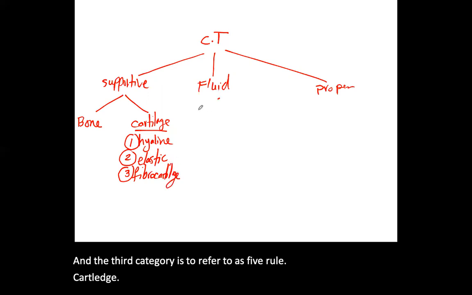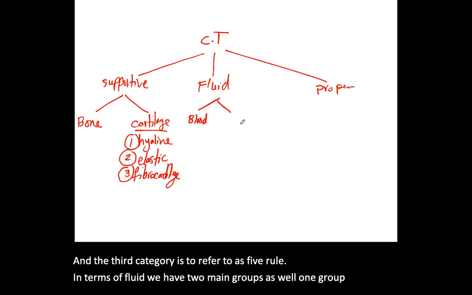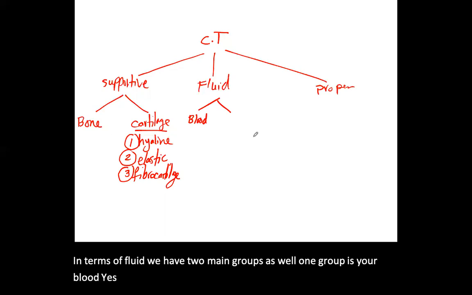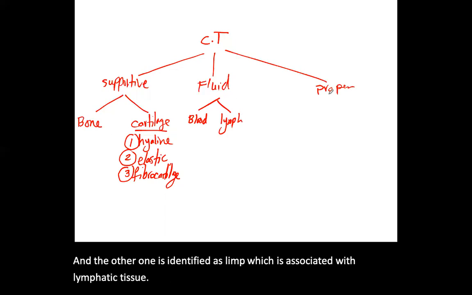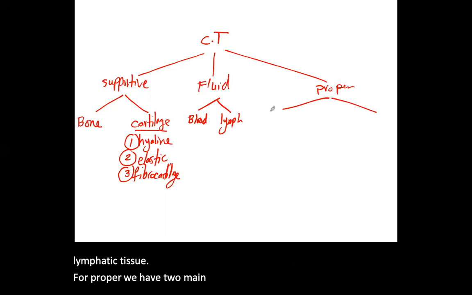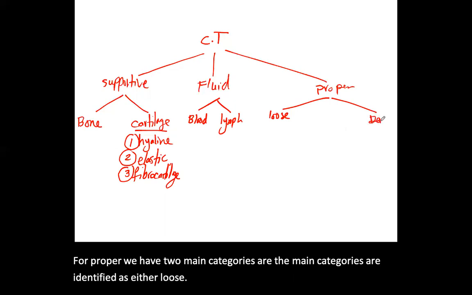In terms of fluid, we have two main groups as well. One group is your blood. Yes, blood is connective tissue. And the other one is identified as lymph, which is associated with lymphatic tissue. For proper, we have two main categories. The main categories are identified as either loose or dense.